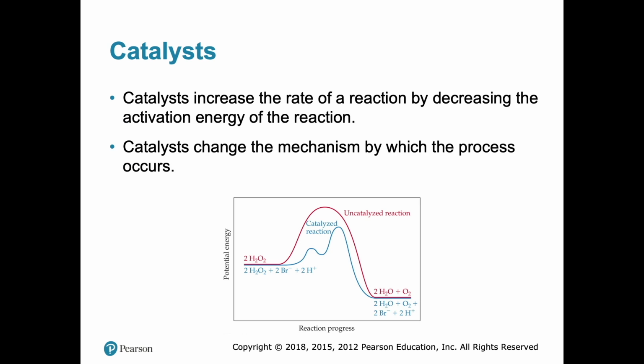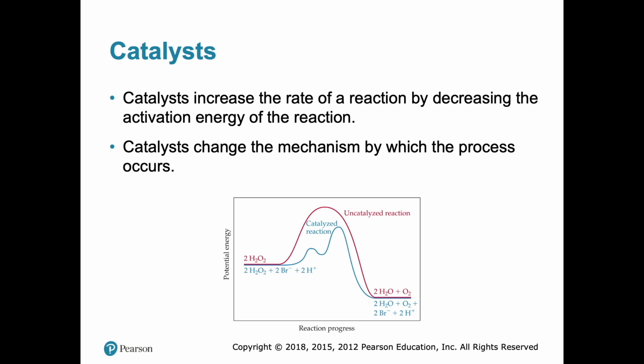This is what I think is more important. Catalysts increase the rate of reaction by decreasing the activation energy of the reaction, which I said before. Catalysts change the mechanism, the process by which it occurs. So here's our reaction energy diagram again, and our normal reaction with hydrogen peroxide becoming water and oxygen. It's got this super high activation energy. But again, this is an exothermic process.